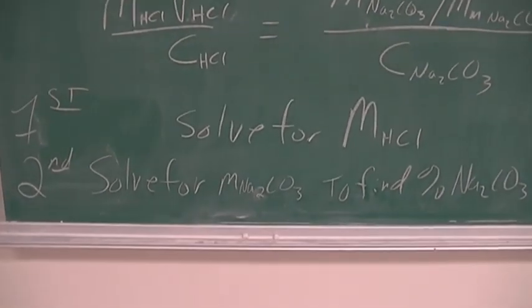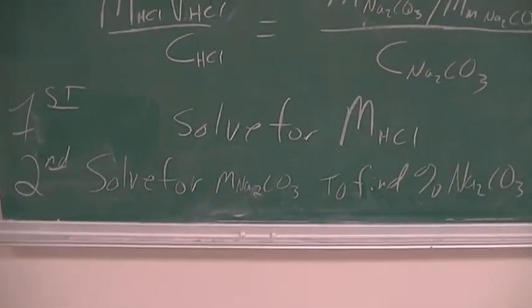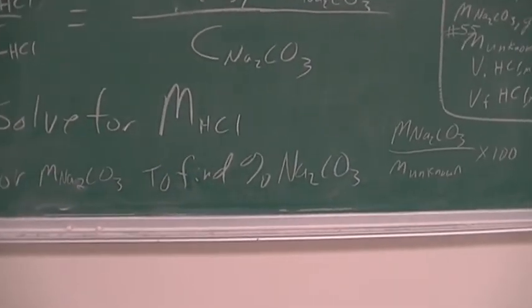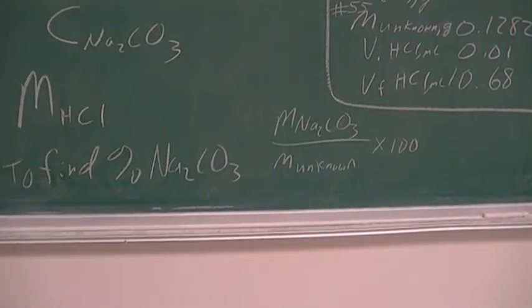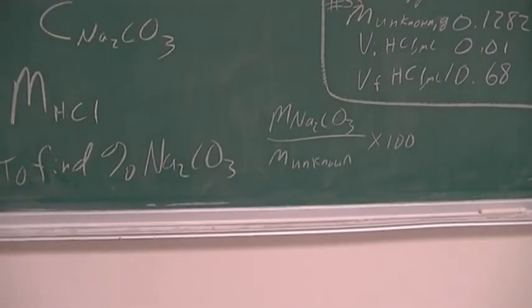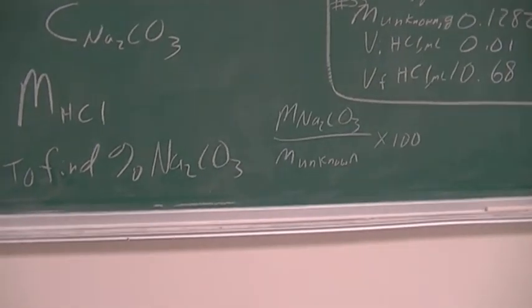All right, and so once we have our mass of sodium carbonate, to find the percent of the sodium carbonate in the unknown, we simply take that mass of sodium carbonate, divide by the mass of the unknown that we weighed out, and multiply by 100.